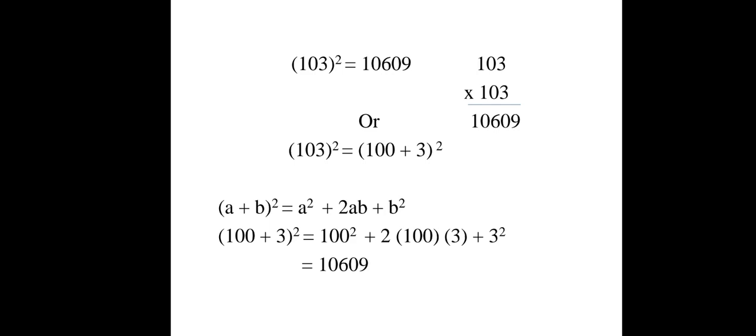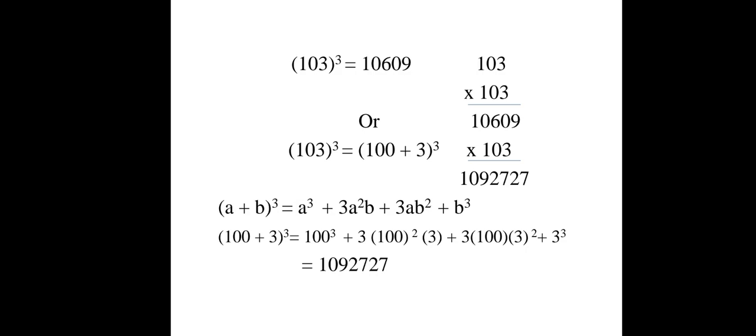So this will be the standard form we have, that is the (a plus b) whole square formula, which is a square plus 2ab plus b square. Wherever we have a, just substitute 100 and b as 3. After simplification of this, you will get the answer as 10609. Take one more example.